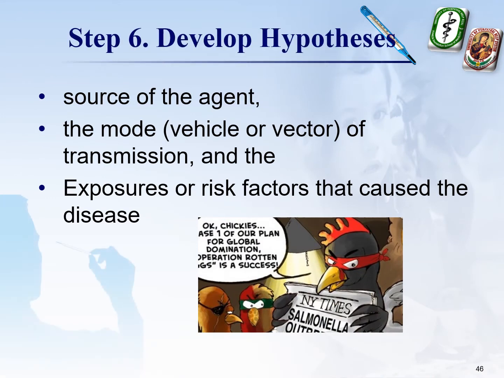So in real life, epidemiologists usually begin to generate hypotheses to explain why and how the outbreak occurred when they first learn about the problem. But at this point in an investigation, after they have interviewed some affected people, spoken with other health officials in the community, and characterized the outbreak by time, place, and person, their hypothesis will be sharpened and more accurately focused. The hypothesis should address the source of the agent, the mode of transmission, and the exposure that caused the disease. Also, the hypothesis should be proposed in a way that can be tested.